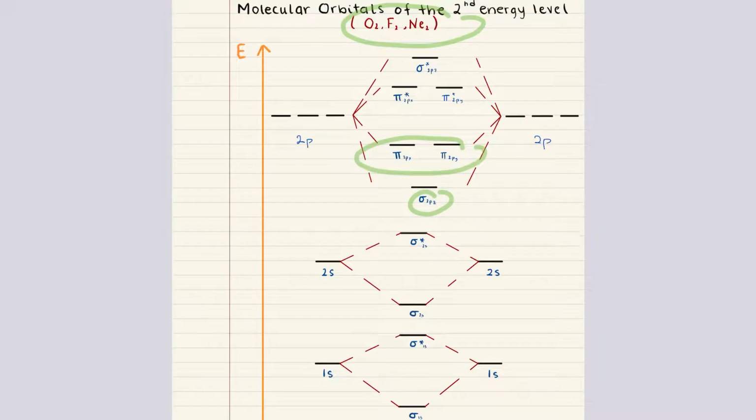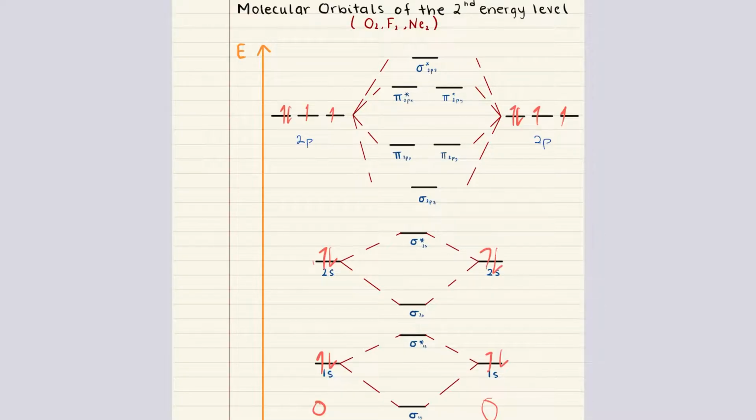Let's start with working through dioxygen. Oxygen has an atomic number of 8, meaning its electron configuration is 1s2, 2s2, 2p4. Since we're constructing an MO diagram for dioxygen, we consider 2 oxygen atoms, each contributing 8 electrons. That gives us a total of 16 electrons to distribute in the molecular orbitals.